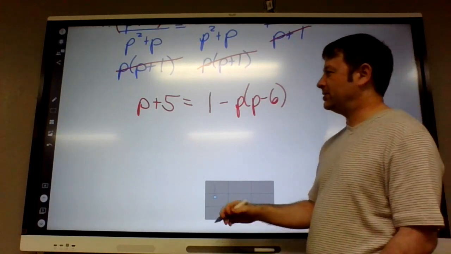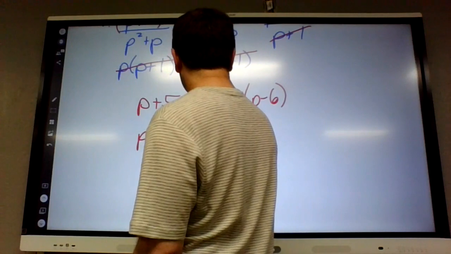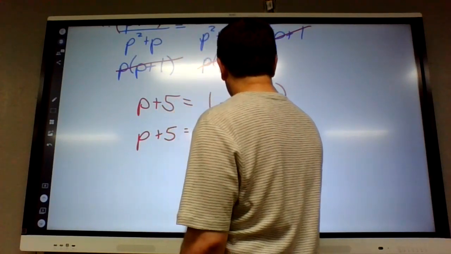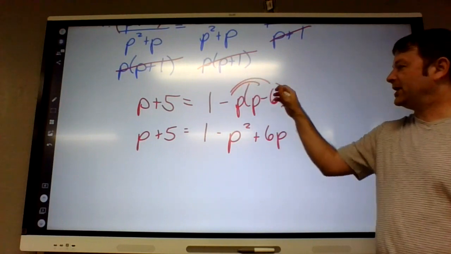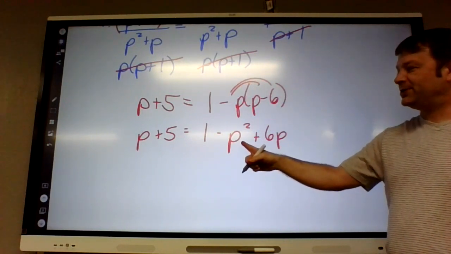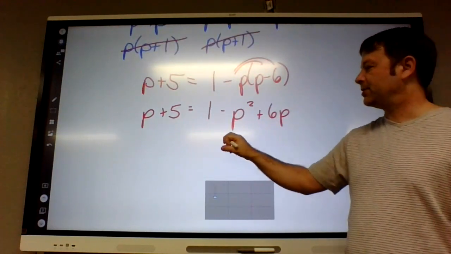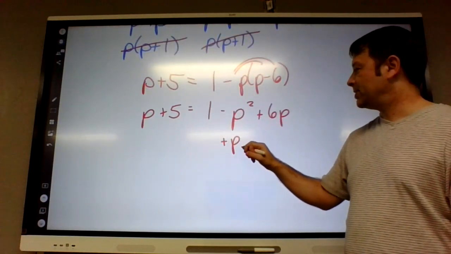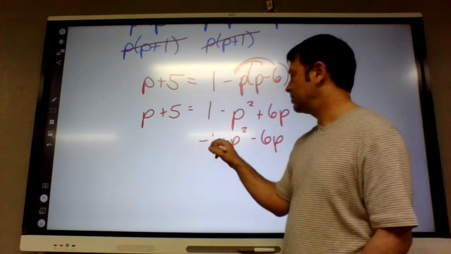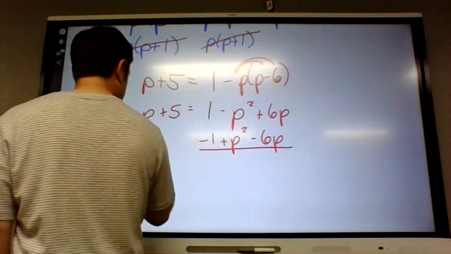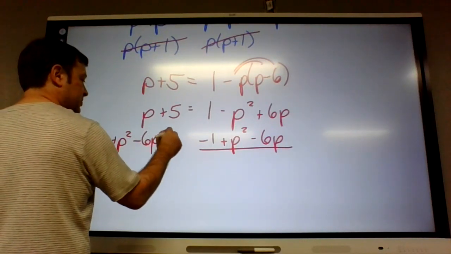This one will be a little bit harder. Okay, so I distributed the negative p. I'm left with a p squared, and there's nothing that'll cancel out on this one. So this one does look like another quadratic equation. So I'm going to move everything to the right. So I'm going to add p squared, I'm going to subtract 6p, I'm going to subtract 1.